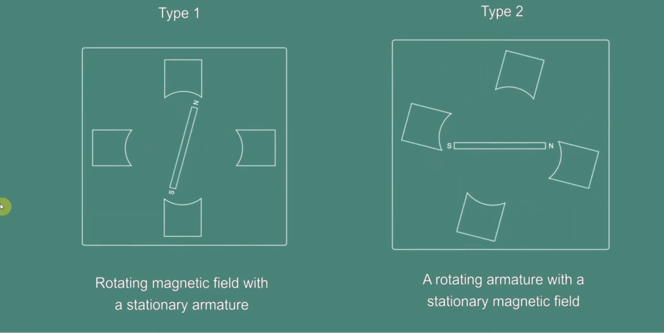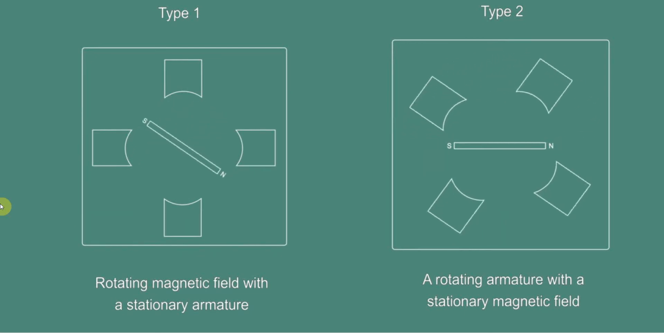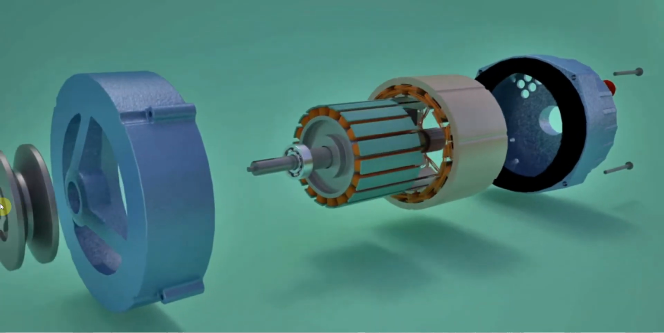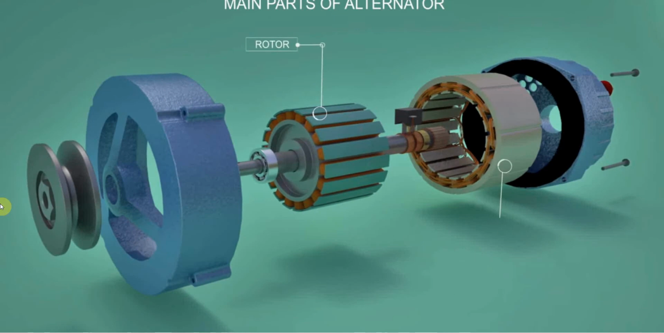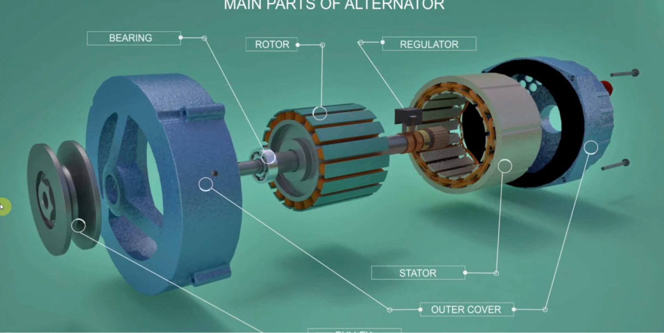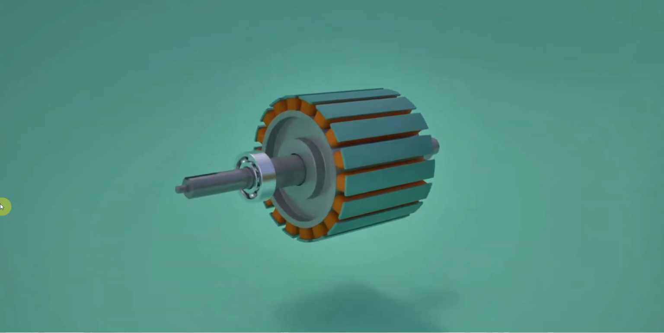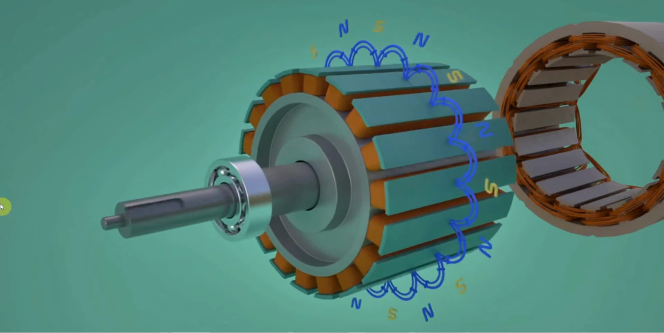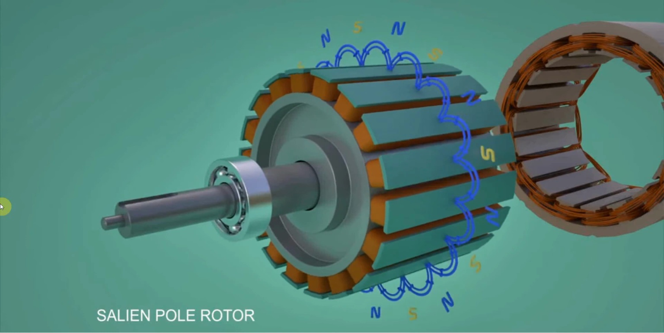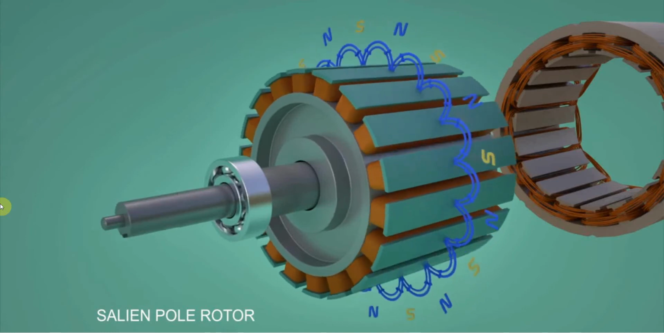Now we are going to see the functioning of a Type 1 alternator. The main parts of an alternator are rotor, stator, bearing, slip ring, regulator, DC generator, pulley, and outer cover. The rotor produces a rotating magnetic field. Armature coils are stationary, and the rotating magnetic flux associated with the rotor induces electricity in the armature coils.